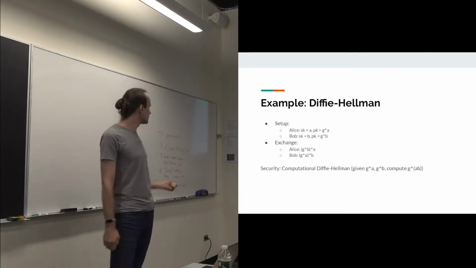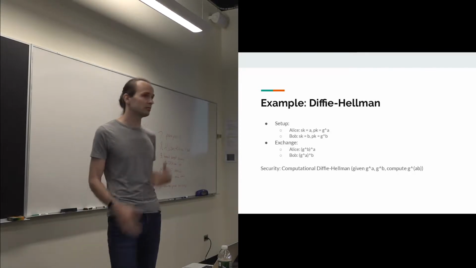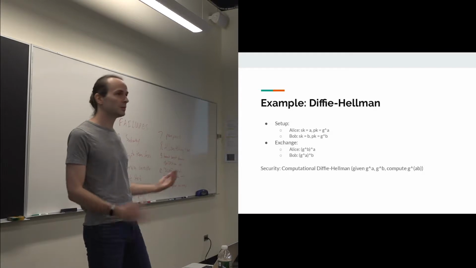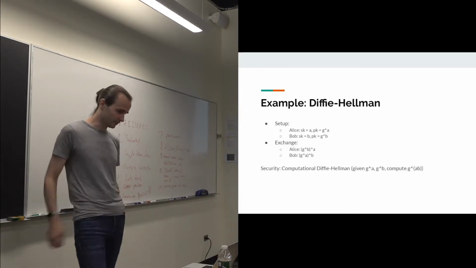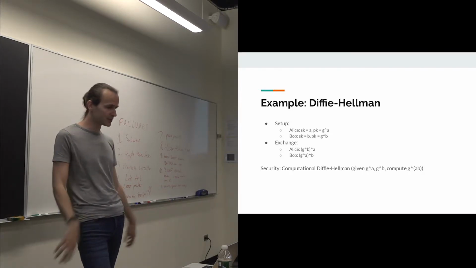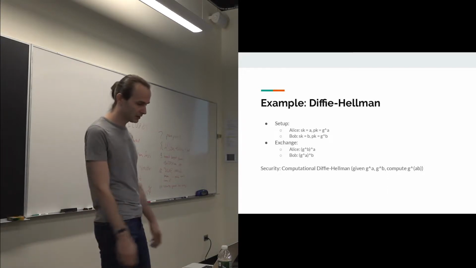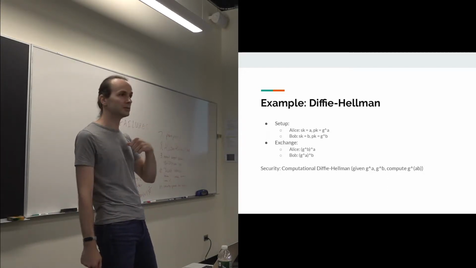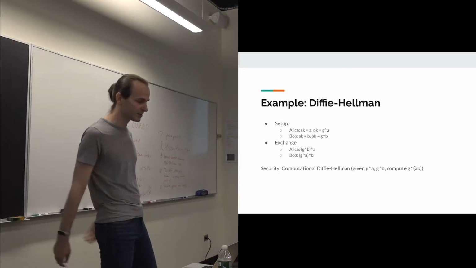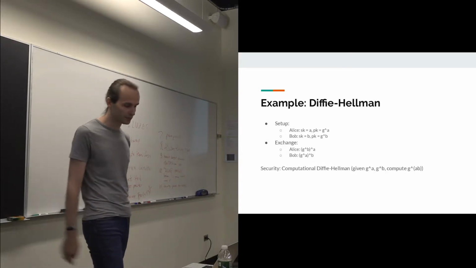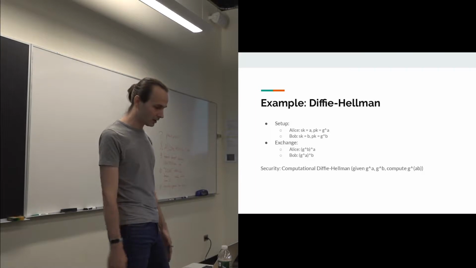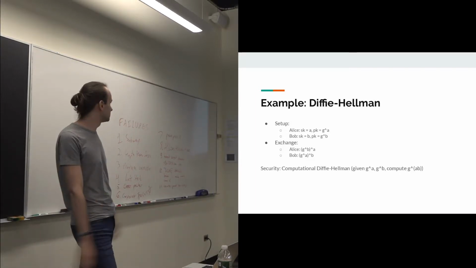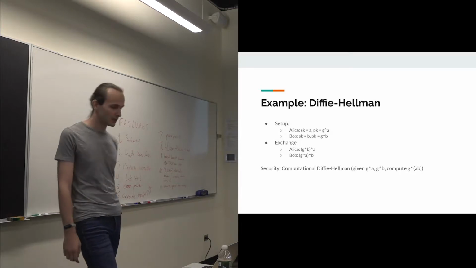Alice samples a secret key a and publishes a public key g to the a. Bob does the same for another variable b. And the exchange is the usual: I exponentiate your public key with my own secret. Since multiplication is commutative, you get correctness. And security is Diffie-Hellman.